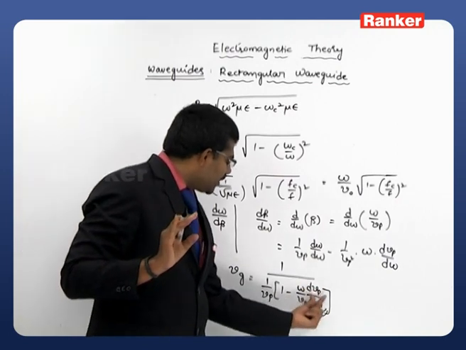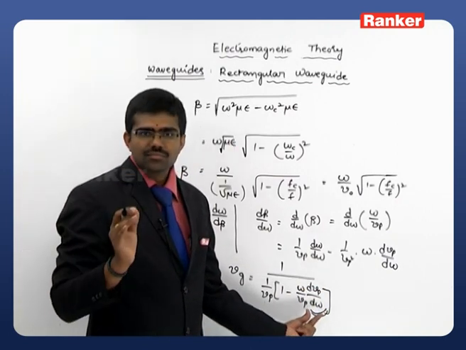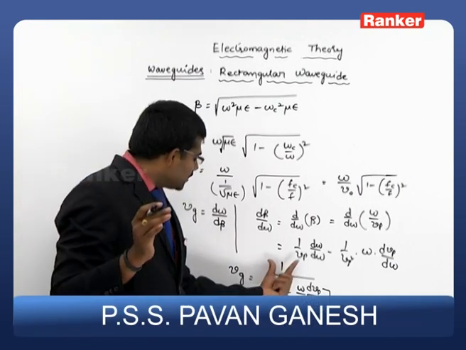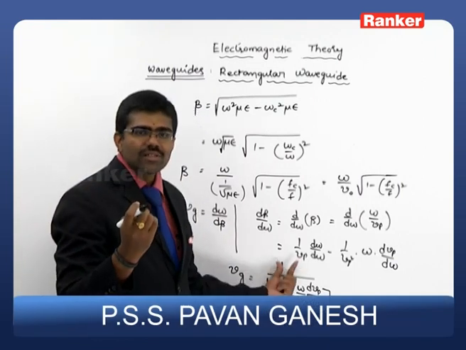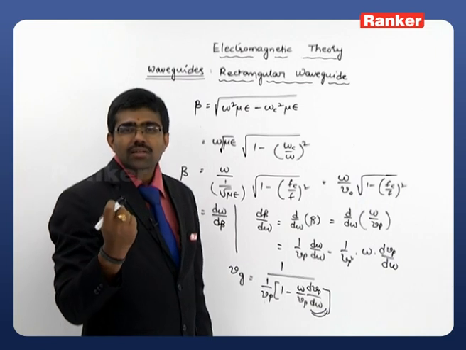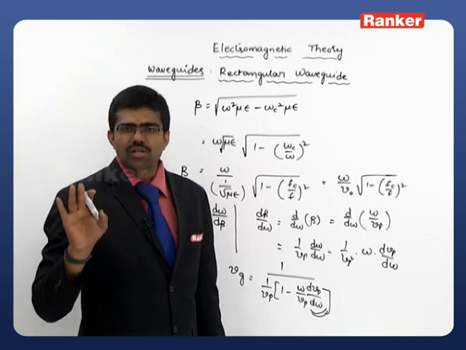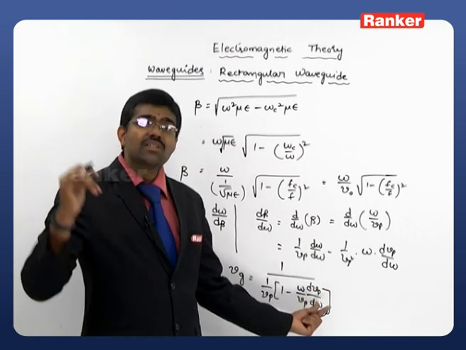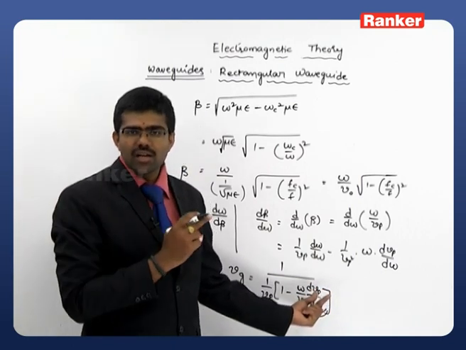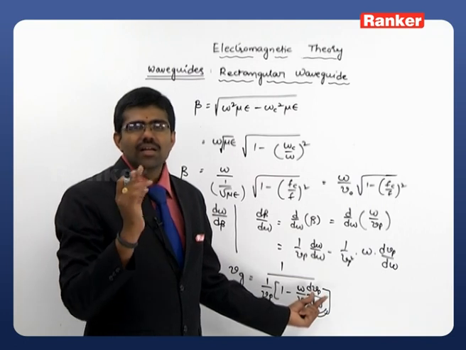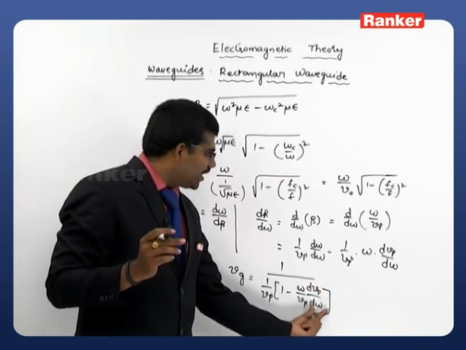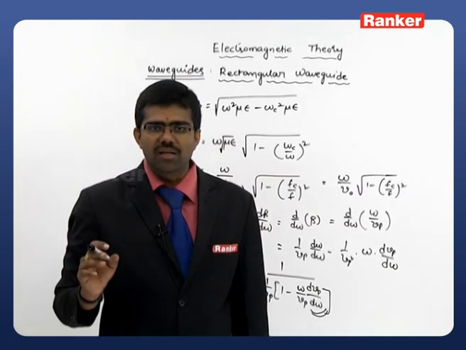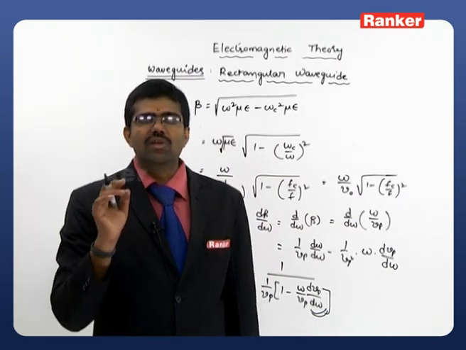If this dVp by d omega is negative, meaning this particular term varies slowly, then it is said to be nominal dispersion. That is, the phase velocity is reduced when the frequency is increased. That is the meaning of negative, right? Similarly, the third condition: dVp by d omega is positive. If the frequency is varying and the phase velocity is rapidly varying, then the dispersion is very, very high.